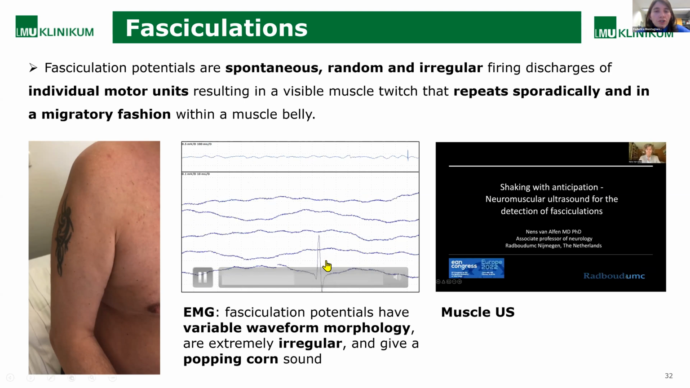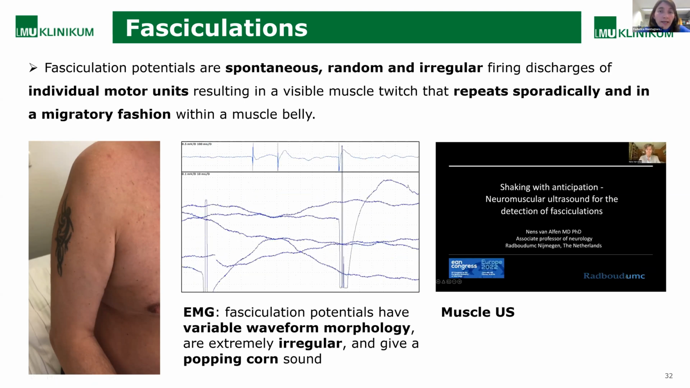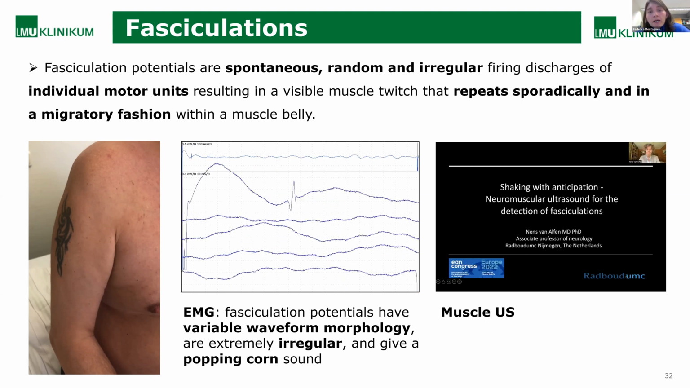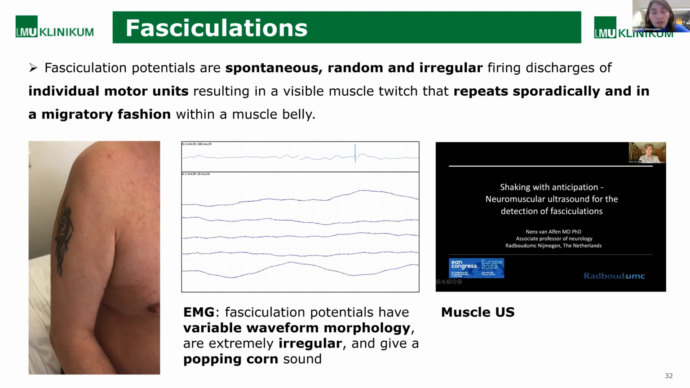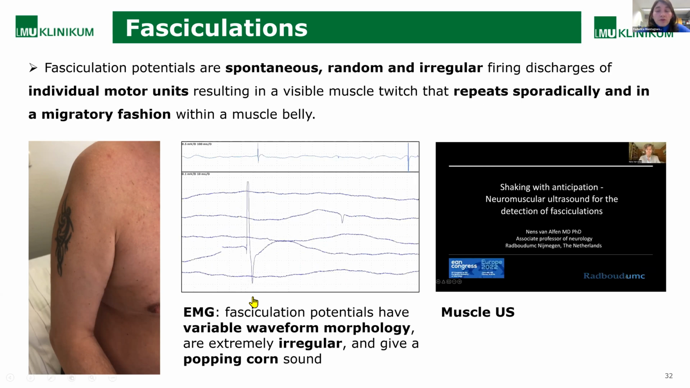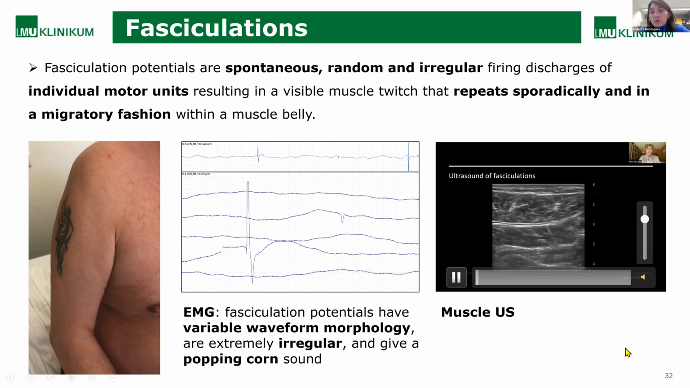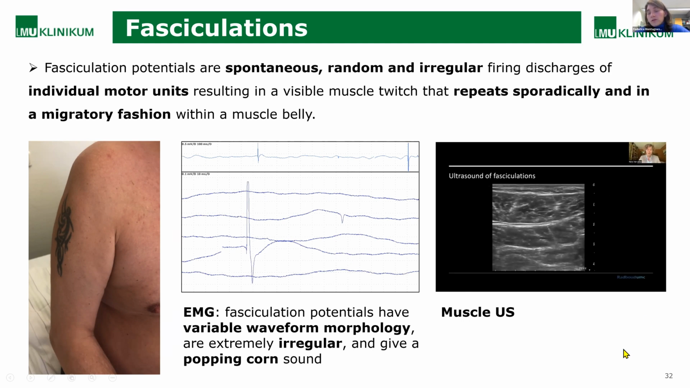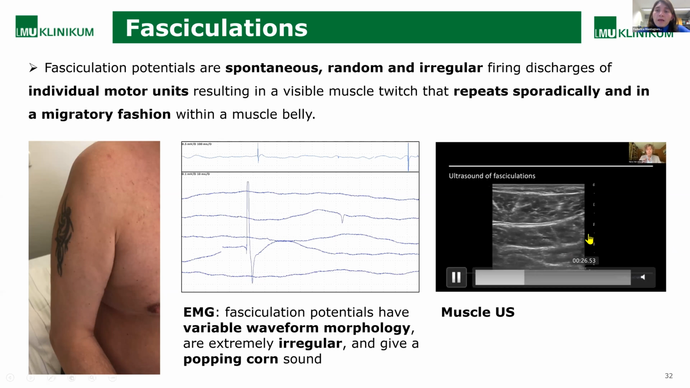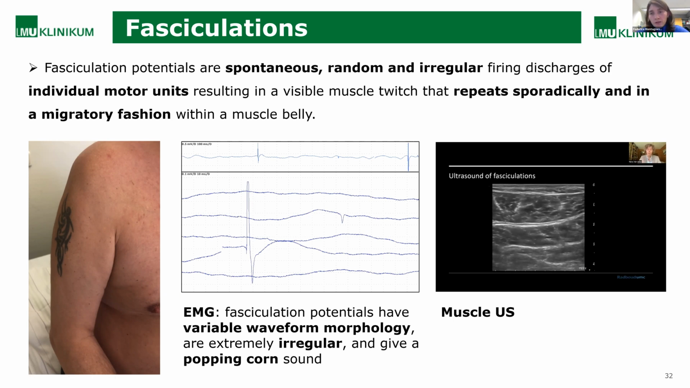You see the changing morphology. You see the high amplitude, high duration of these symptomatic fasciculations. Another good method to assess the presence of fasciculation is muscle ultrasound, and I warmly suggest you listen to this presentation by Nens van Halfen, which is available on the EAN website, teaching the main indications of muscle ultrasound for the detection of fasciculations.